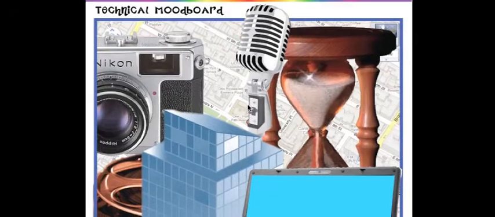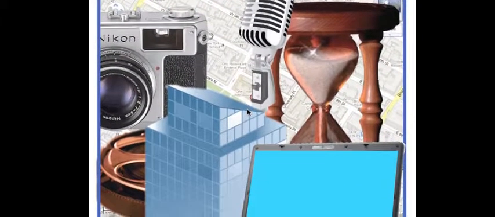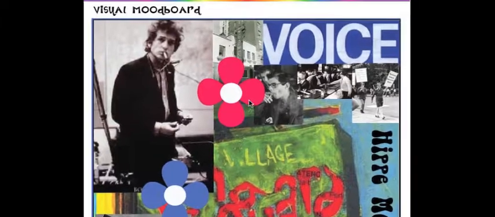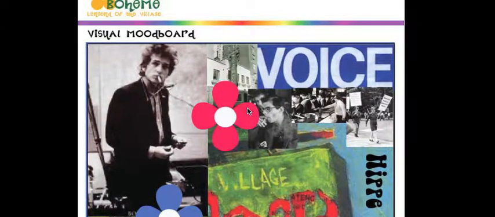The technical mood board. There's going to be a lot of video, photographs, interviews. It's going to show the map of the village, the buildings, going to be technically oriented as well as having the timeline. The visual mood board will be very colorful, very fun, very bright, a lot of historical images and pictures.